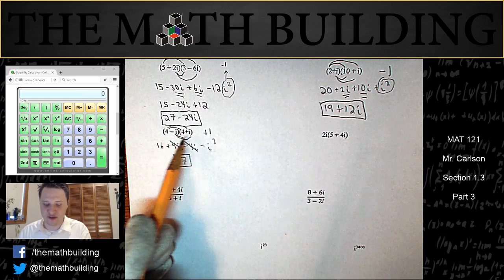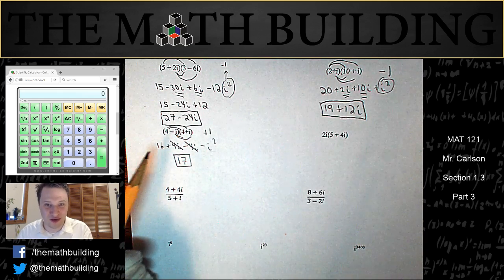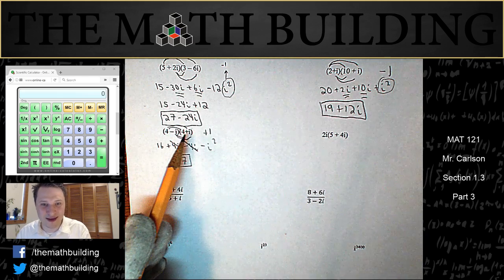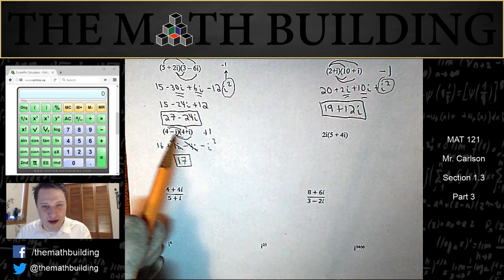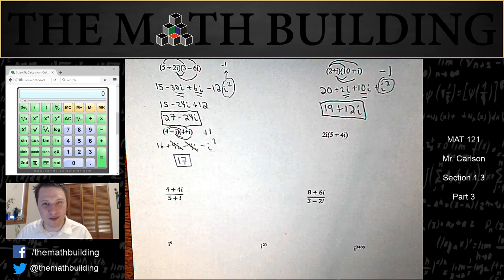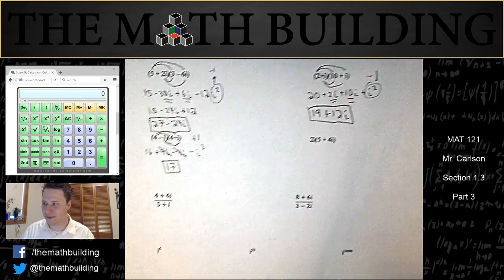So what do you notice about these two? They're conjugates of each other. The conjugate of 4 minus i is 4 plus i. So when we multiply a number times its conjugate, we don't have any more i's. We're going to use that later.